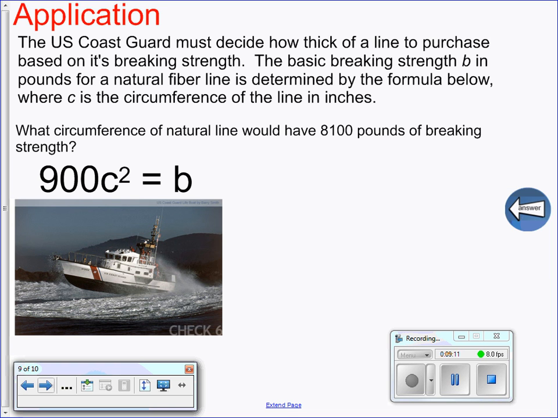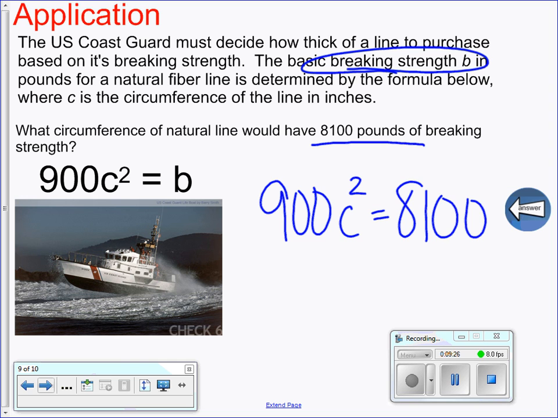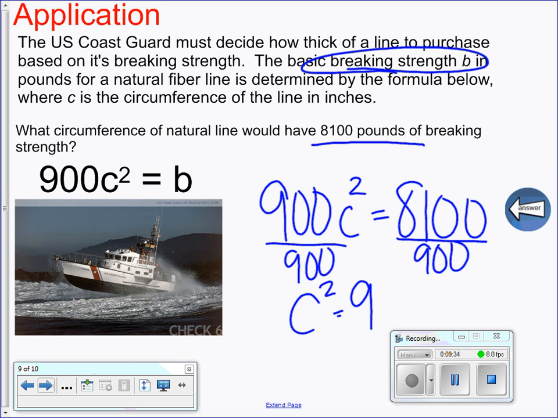So it says that my breaking strength is B. And here it's telling me that my breaking strength is 8,100 pounds. So all I'm going to do is fill in the 8,100 for B. Then I divide both sides by 900. And I get C squared equals 9, which means I take the square root of both sides, and C equals 3.